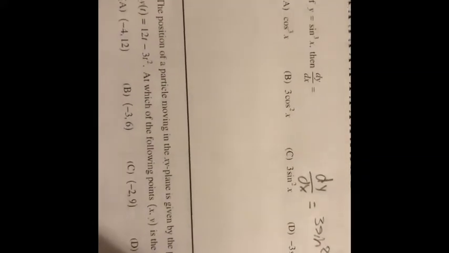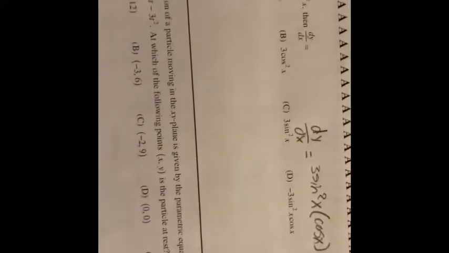So bring 3 to the front, and then you subtract 1 from the exponent, sine squared x, multiplied by the derivative of the inside, which is sine. So the derivative of sine is cosine x. So answer number 1 would be E.